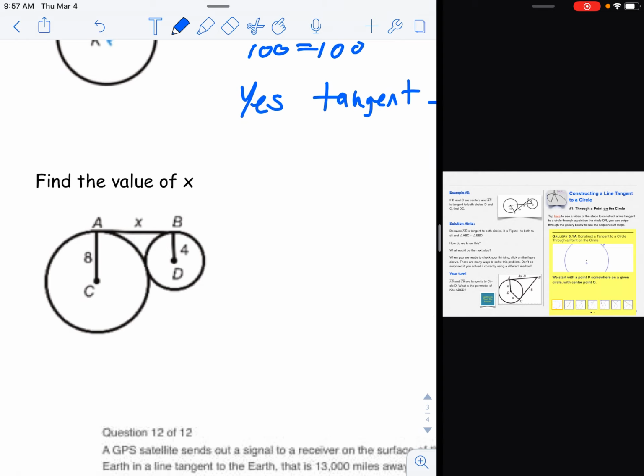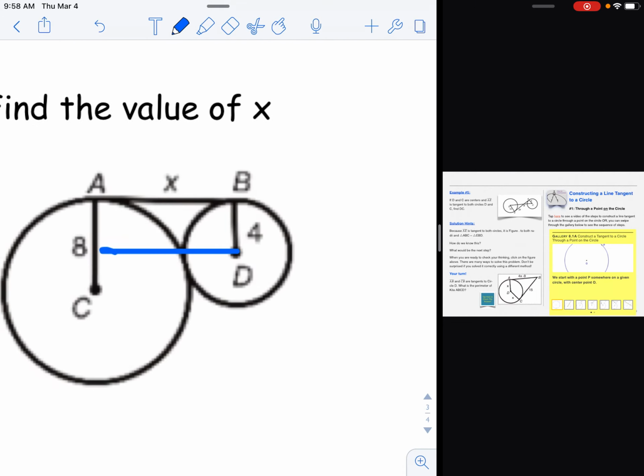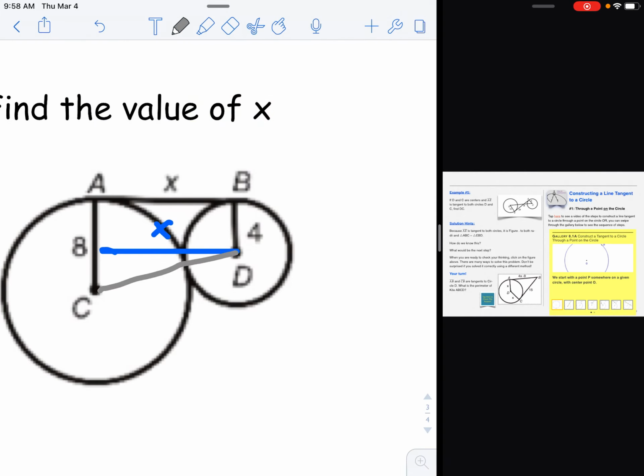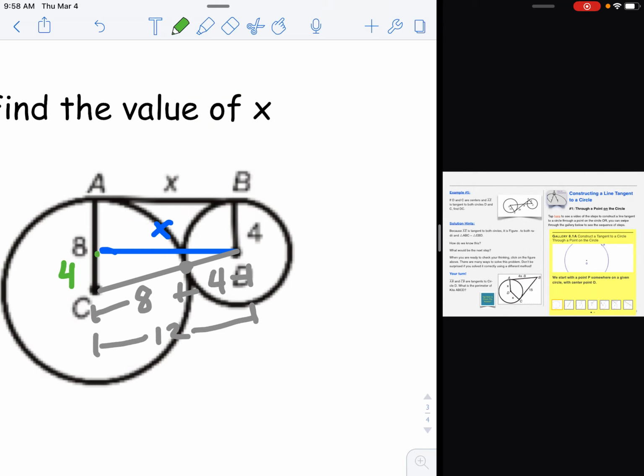All right. Almost done. Find the value of x. So again, we did a problem like this already. This one's a little different. What it wants to show you right here is this is x as well. Since these circles touch like that, that's 8 and that's 4, so this whole thing is 12. And then this right here is also 4 because we did 8 minus 4.